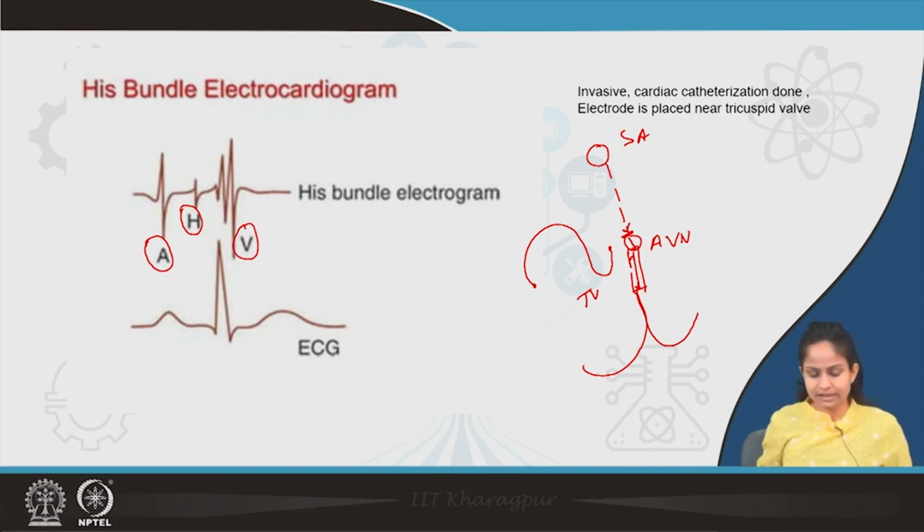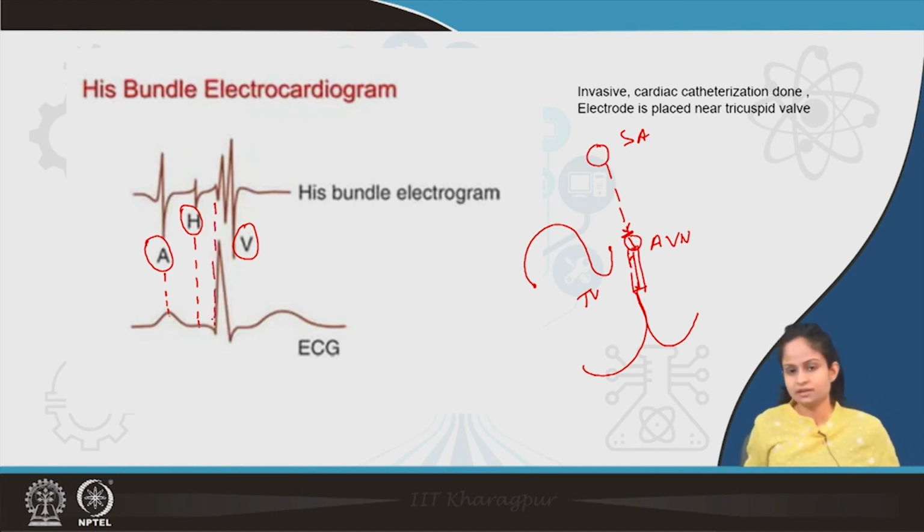So, if we correlate this His bundle electrogram with the ECG, we can see this A wave corresponds to the mid of the P wave. This H wave comes in between the P and the R wave, somewhere in the middle of the PR interval, and this ventricular V wave corresponds to the Q wave obviously, which gives the onset of the ventricular depolarization.